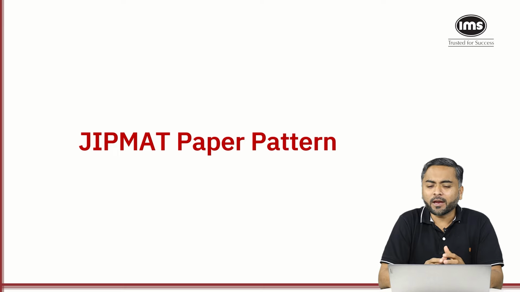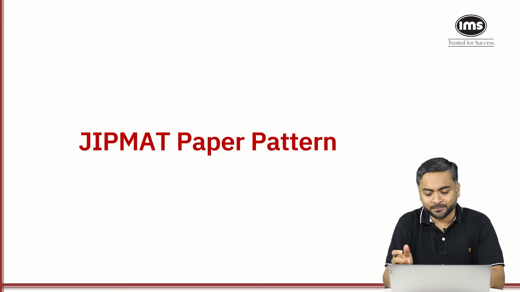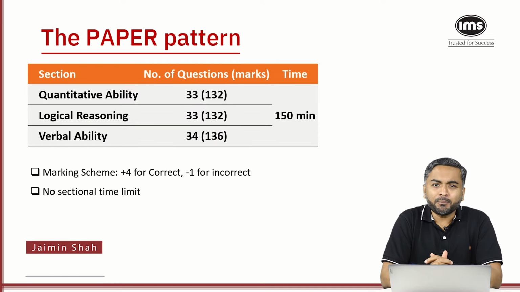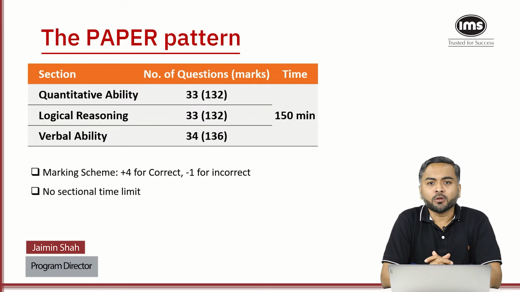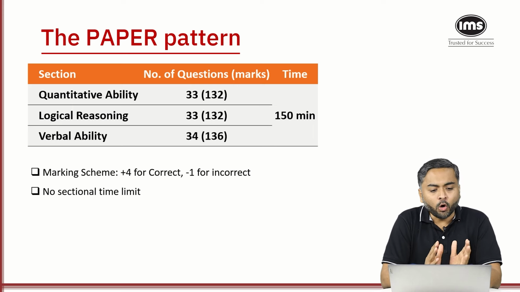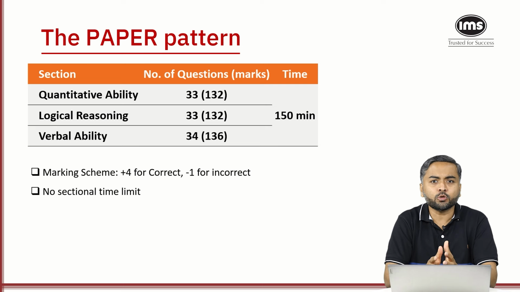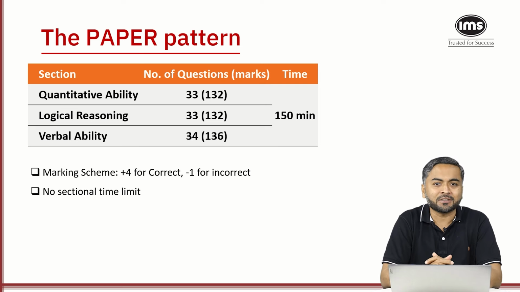Hi. So let's look at the JIPMAT paper pattern and the important topics to study in various sections of JIPMAT. If we talk about the paper pattern, there are three sections. The first is quantitative ability, the next is logical reasoning, and the third is verbal ability. Quantitative ability and logical reasoning have 33 questions each and verbal ability has 34 questions. So in total there are 100 questions to be attempted in 150 minutes.